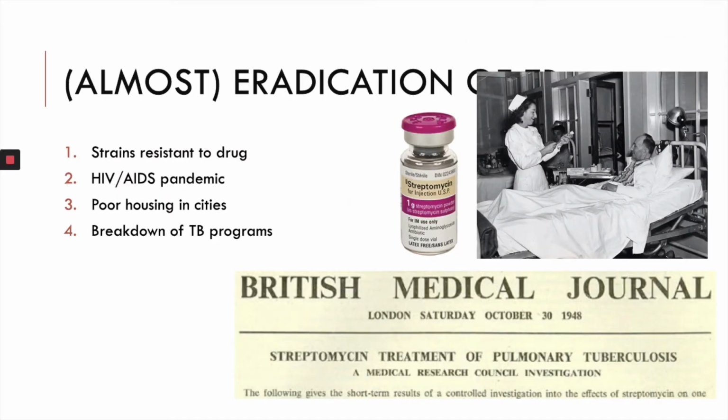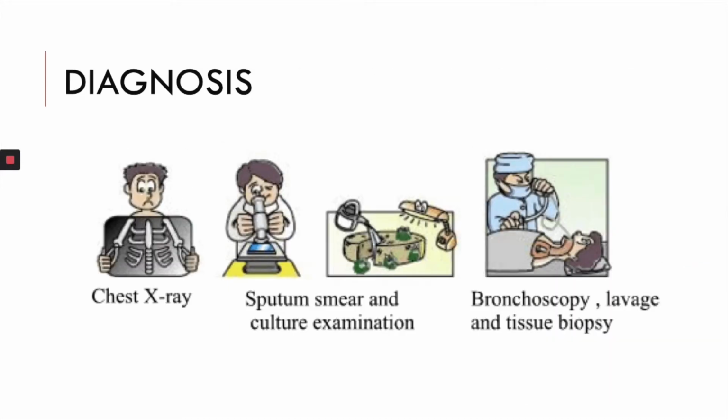There was an almost eradication of tuberculosis, but there were some things that hindered this from happening, and those are: number 1, strains that became resistant to drugs, meaning it mutated into something stronger that the antibiotics cannot handle anymore. Number 2, the HIV and AIDS pandemic. Number 3, poor housing in cities, because housing in cities is very small, cramped, and there are a lot of people inside the house. And number 4, breakdown of TB programs, meaning the programs or the plans were not really implemented completely. So for diagnosis, you have chest x-ray, sputum smear, and culture examination.